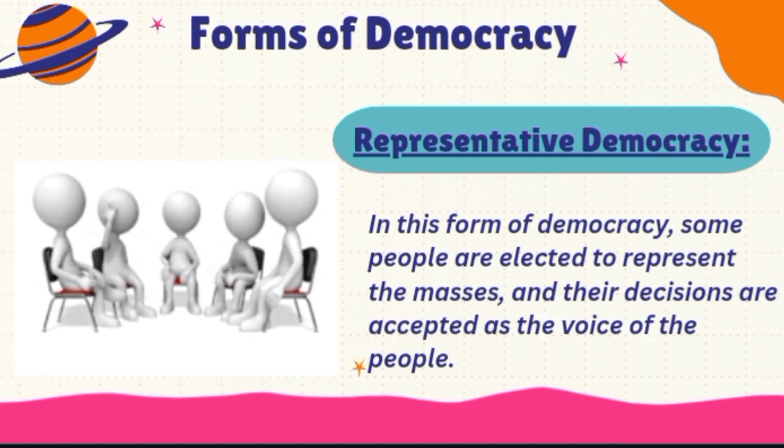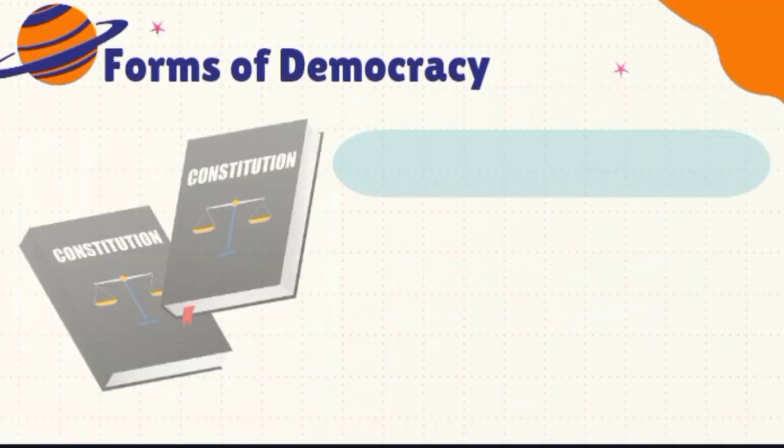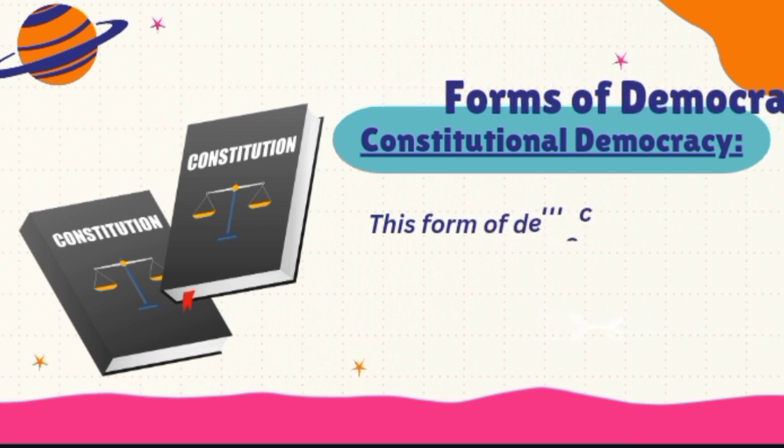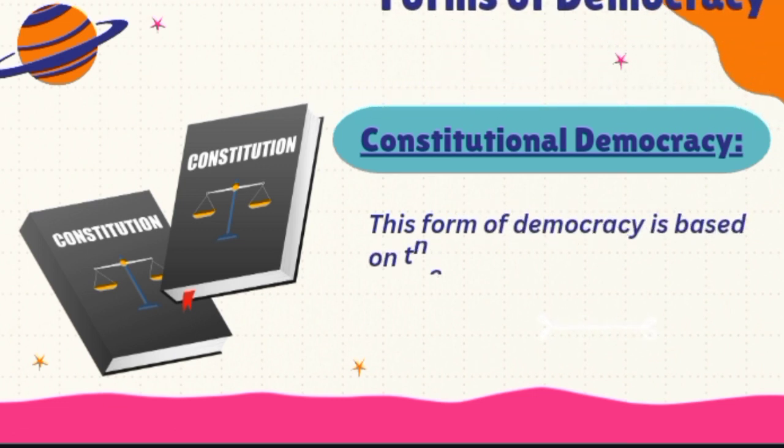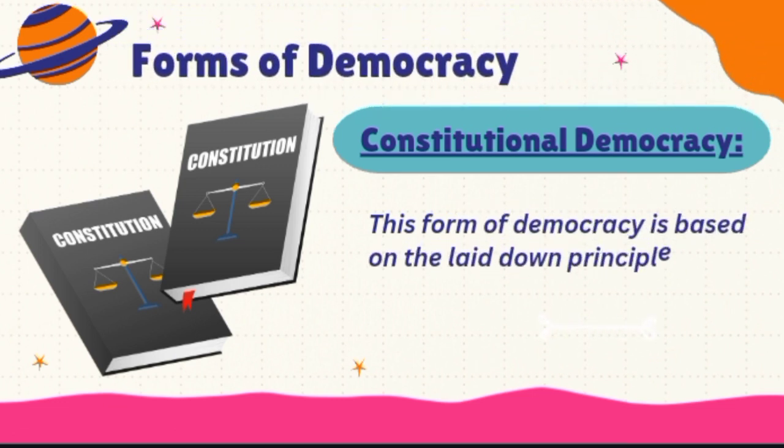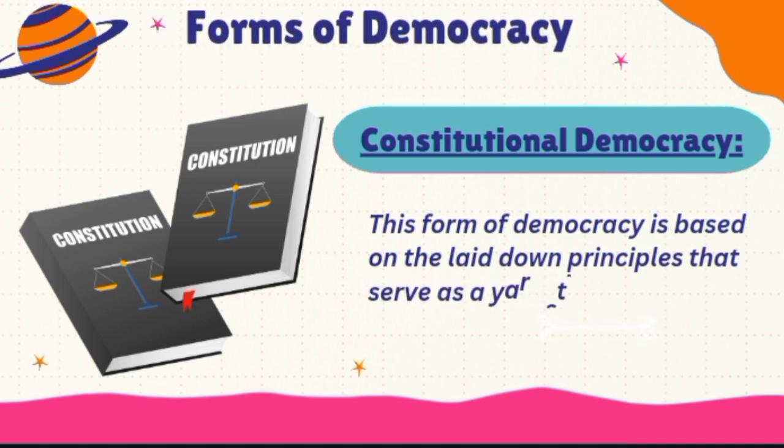And then the constitutional democracy is another modern form of democracy. This is a type of democracy where the right to rule is derived from the constitution. Constitutional democracy observes the principles of the rule of law. These are the forms of democracy.